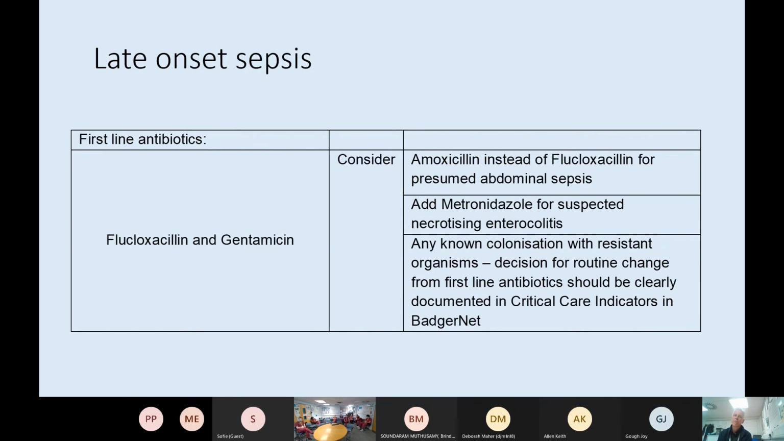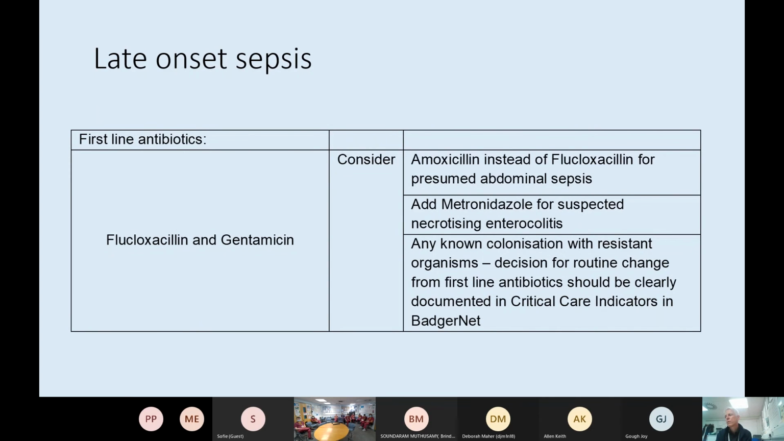But fortunately here, we have very low amounts of gram negatives that are resistant to gentamicin. And gentamicin has been shown for many years not to drive resistance in the way that some other antibiotics do. And we've made a conscious decision to use flucloxacillin, even though we know that coagulase negative staph is the most common cause of late onset sepsis, and more or less none of our CoNS are sensitive to flucloxacillin.